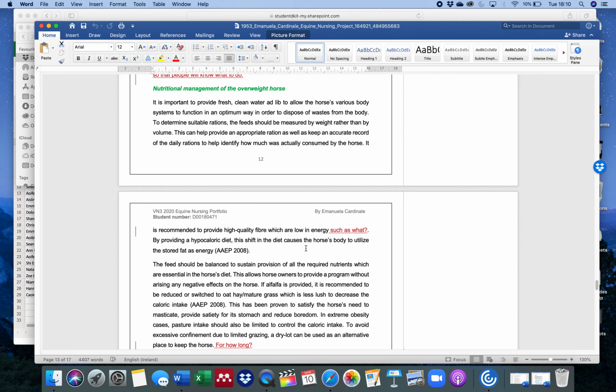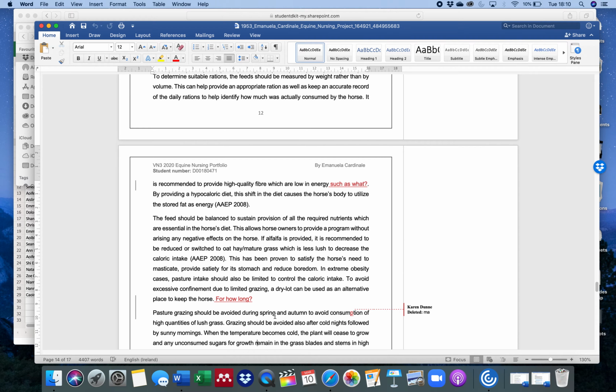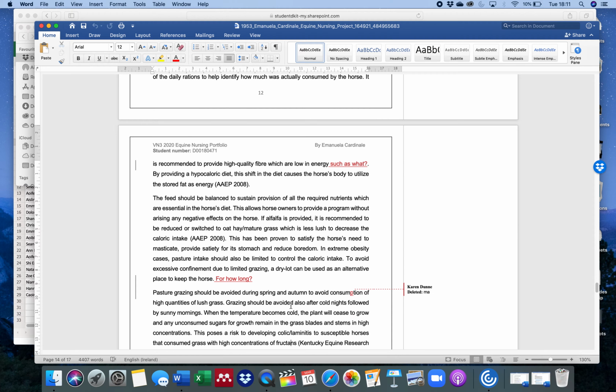You're telling me feed the horse a high quality fibre diet, which is low in energy, such as what? So what am I actually meant to feed the horse, and how much should I feed him? How will I know how much to give him to get him to lose weight? So I think this is really important. You said it should be balanced, it should satisfy the horse's needs, you should restrict their grazing, but again, there's no actual practical advice here I can go home and actually implement with an animal.